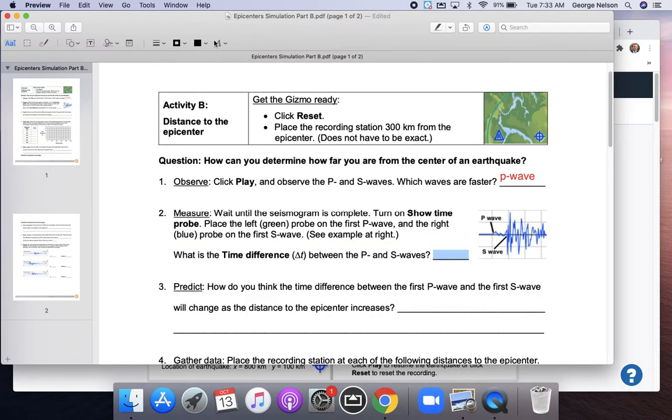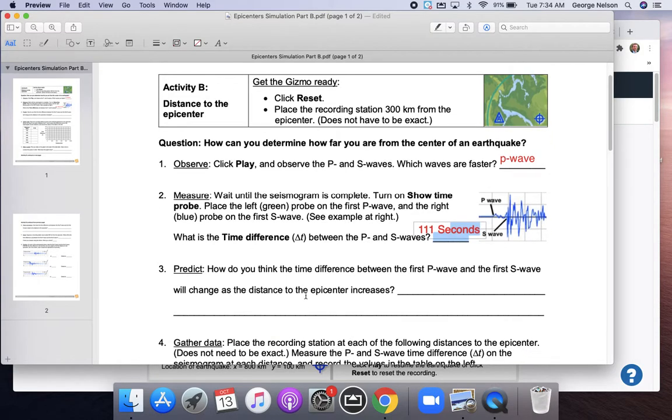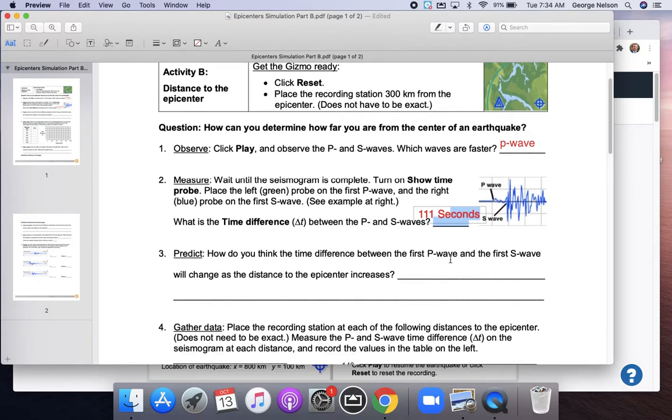So let me put another text box there. We have 111 seconds. So predict, how do you think the difference between the P wave and the S wave will change as the distance of the epicenter increases?